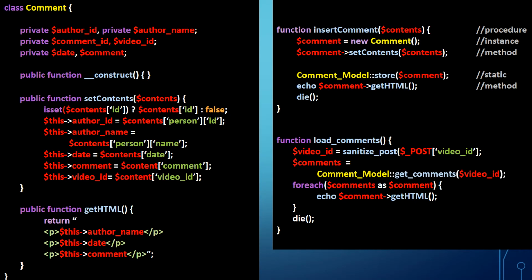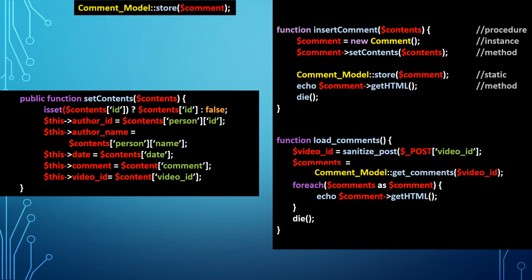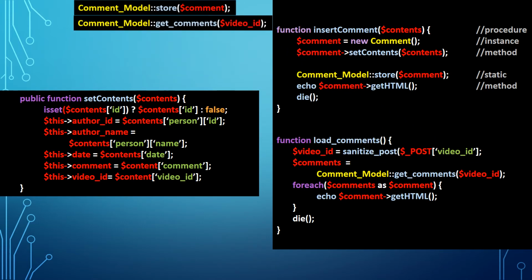Before we go any further, we skipped a couple parts. We didn't talk about the comment model. You see, the comment model can store information to the database. It can also get information from the database. But let's think this through for a minute. What is contained within the comment object? If you recall, it was the author ID, the author name, the date, the comment, and the video ID.